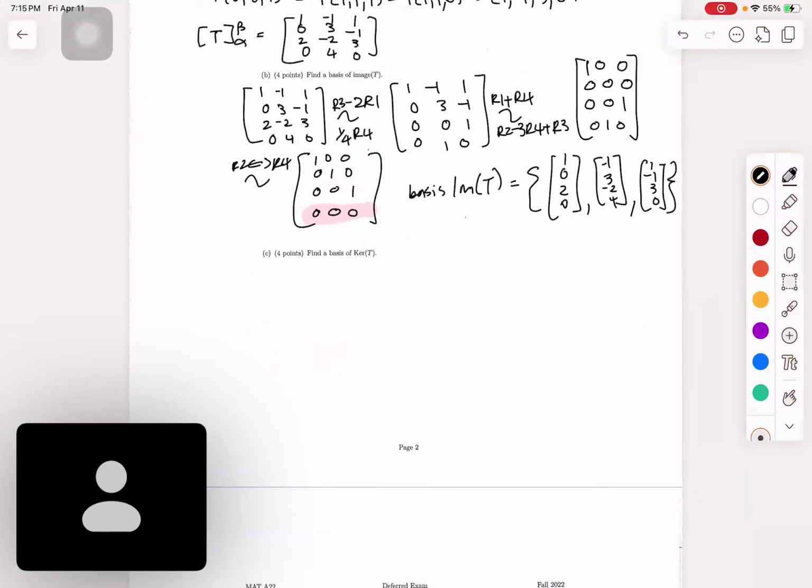For part C, to find the kernel of T, we know that the image of T is the full rank of the thing. Therefore, the kernel of T is what's left of it, which is nothing. So the kernel of T is just the empty set.